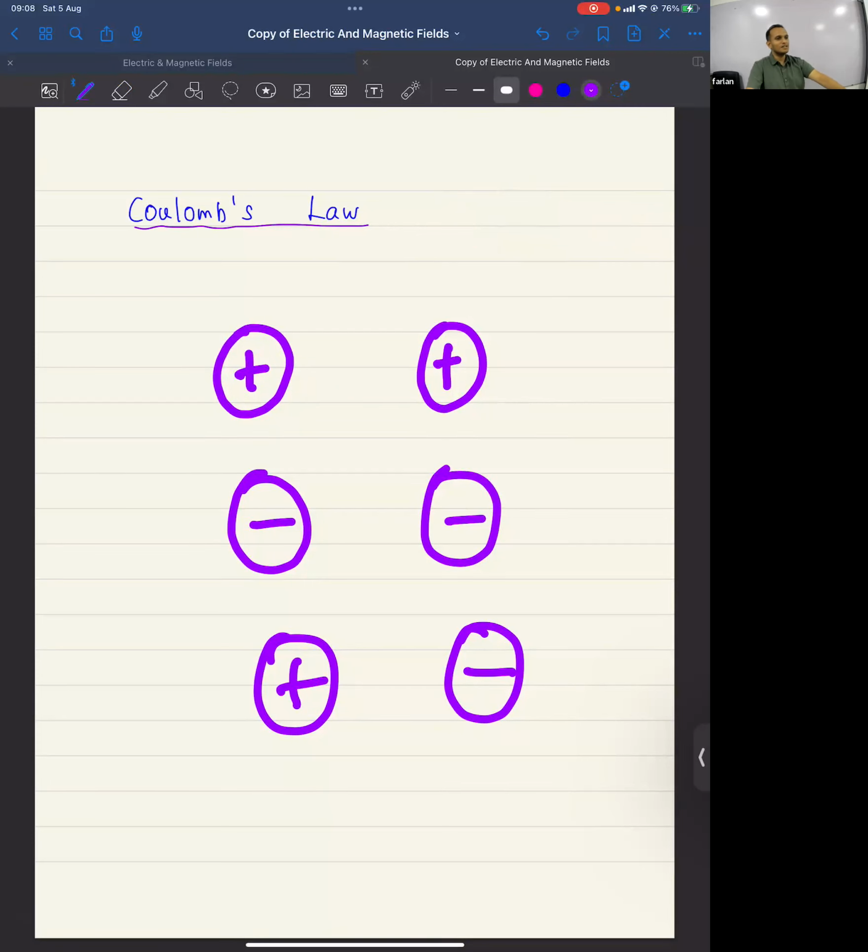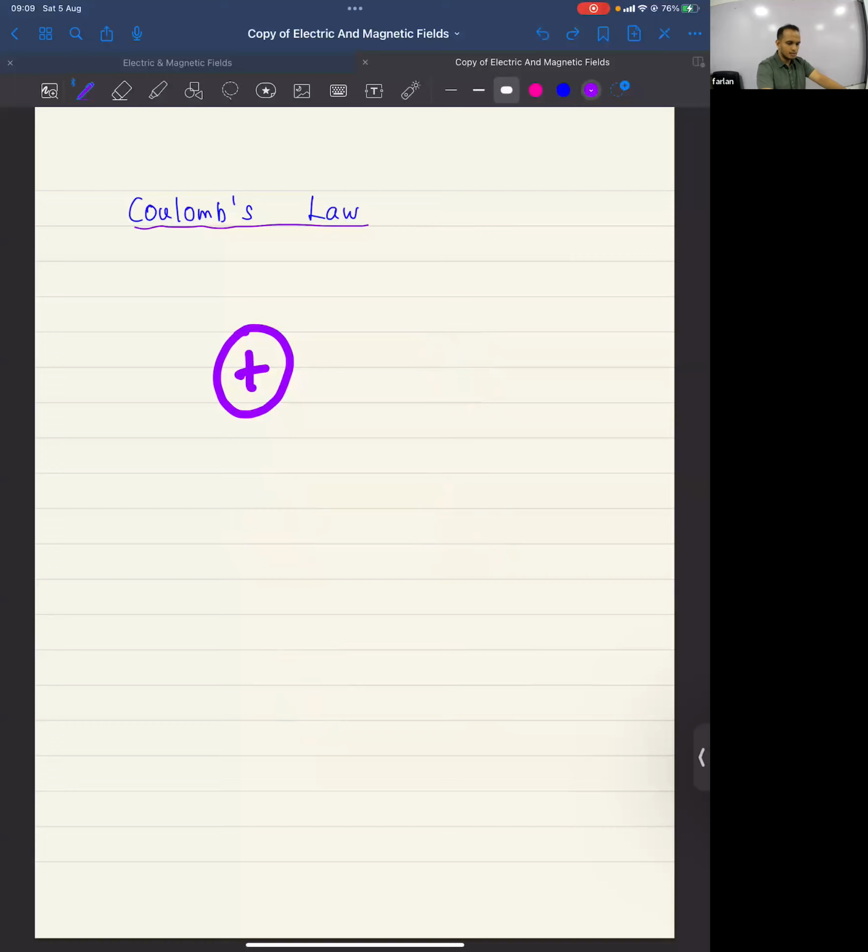Listen, guys, like charges will repel and unlike charges will attract. Either way, there's a force between them, either attractive or repulsive. So Coulomb's law is about how much force is acting between them. So what does that say?